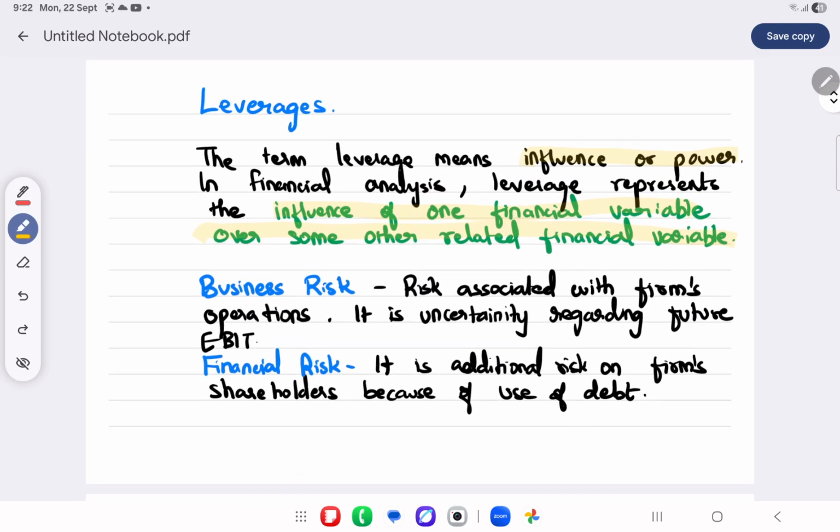For that, before this we need to know what is business risk and financial risk. Business risks are day-to-day risks associated with the firm's operations. It is the uncertainty regarding future EBIT. What is financial risk? The additional risk on shareholders because of the use of debt is called financial risk.